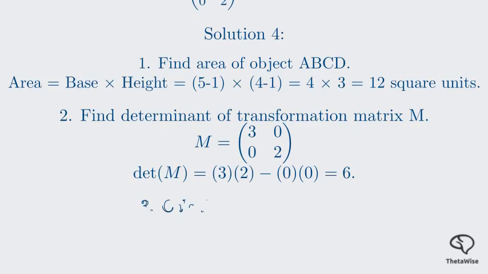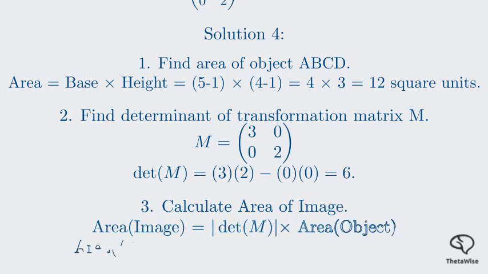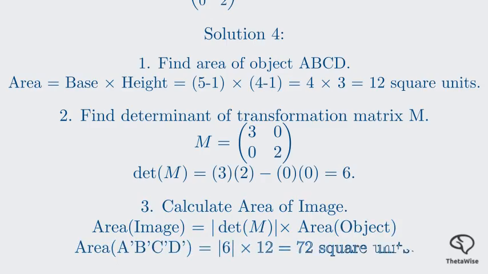Finally, we use the area theorem. The area of the image is the absolute value of the determinant times the area of the object. So, the area of A'B'C'D' is 6 times 12, which equals 72 square units. Notice we didn't need to find the coordinates of the image vertices at all, saving a lot of calculation time.